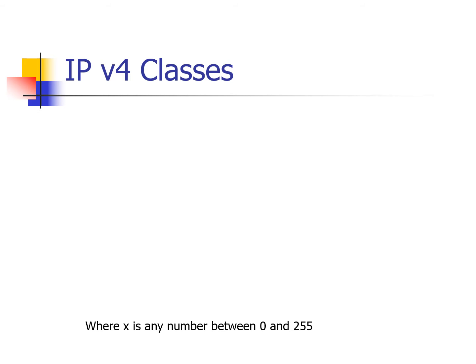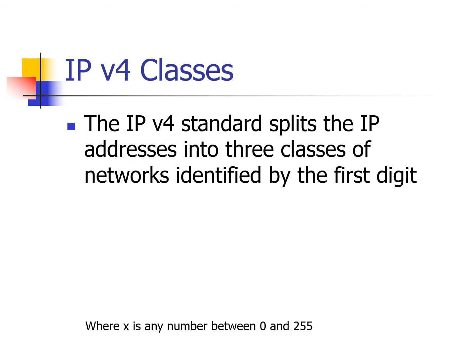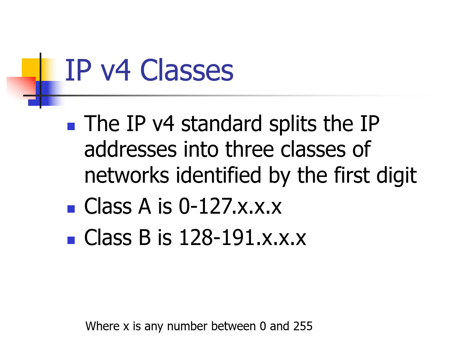The Internet version 4 standard splits up the IP addresses into 3 classes of networks, and these are identified by primarily the first digit. So if the first digit is between 0 and 127, that would define it as a class A network. If the first number is between 128 and 191, then that would make it a class B network. And if the first number is between 192 and 233, that would make it a class C network.